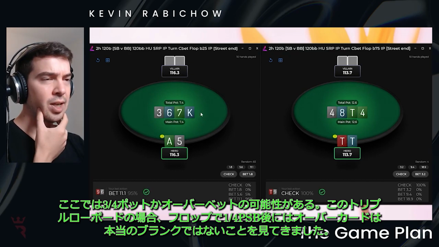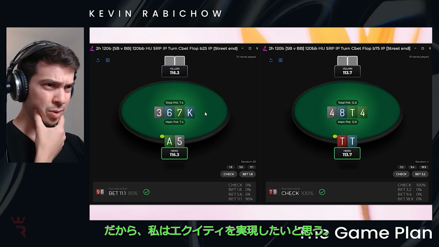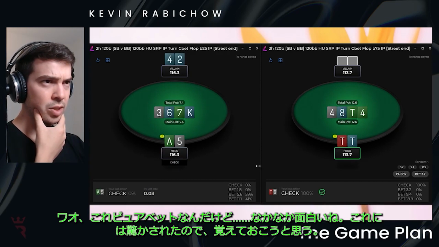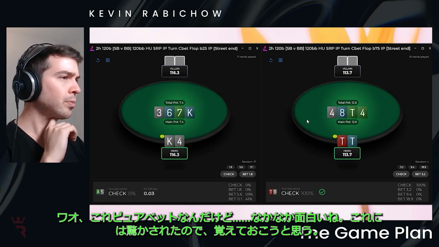We looked at how the overcard is not truly a blank on these triple low boards, and facing quarter pot on the flop, I think king high basically never folds this texture. Maybe king deuce folds. So my guess is I just want to realize equity. Oh, and it's a pure bet. That one's quite interesting. I'm going to remember this one because it surprises me.